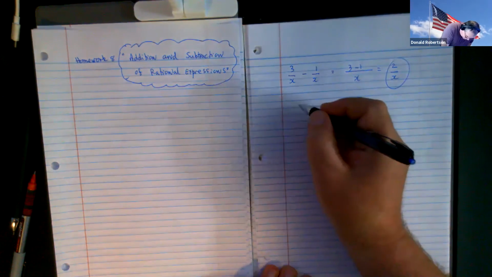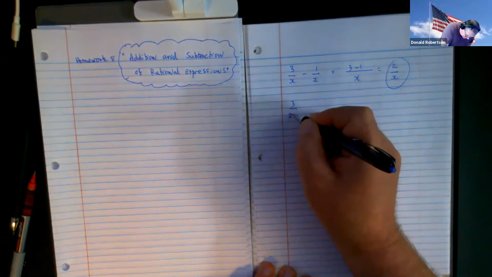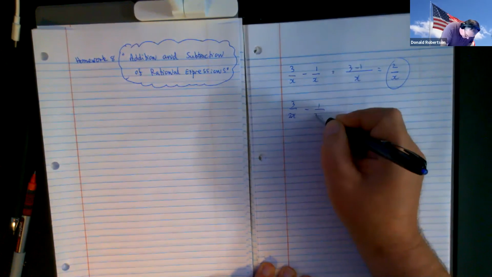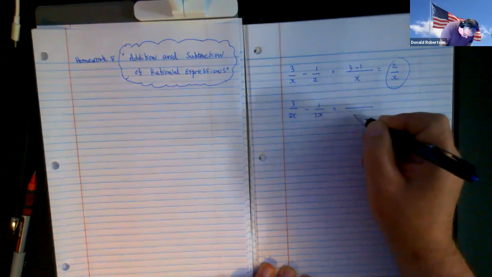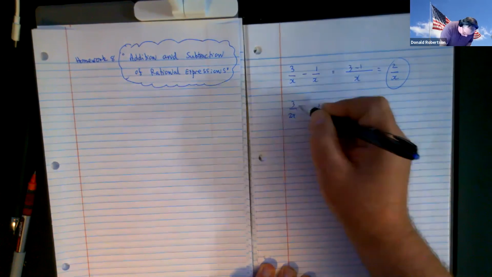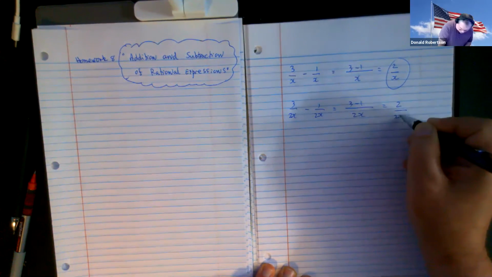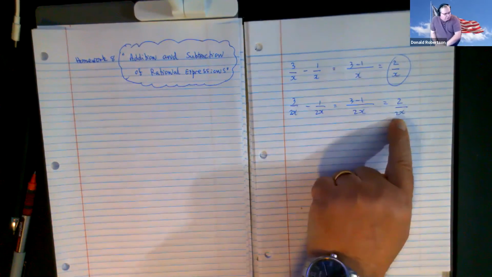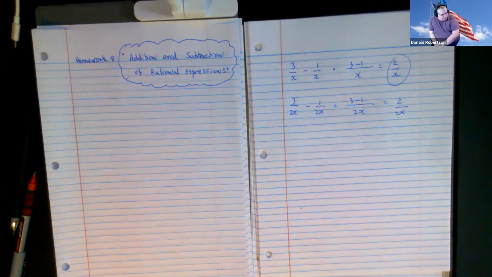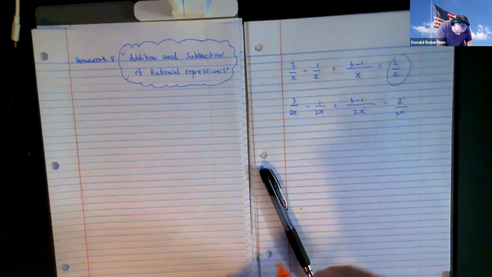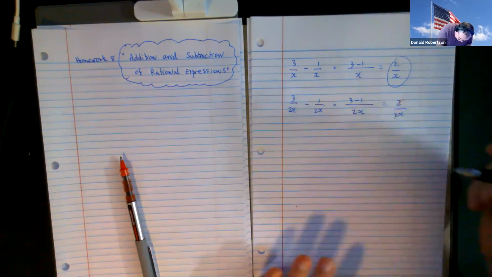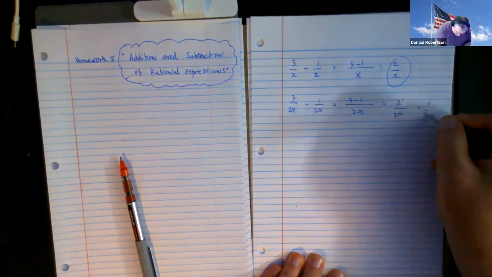How about, well, you get 2x and 3 take away 1 on the top, and now we get 2 over 2x. Is this guy finished, or can we do something? Cancel out the twos. So you cancel out the 2's, there's a 1 left behind on top, and now the answer is that guy.